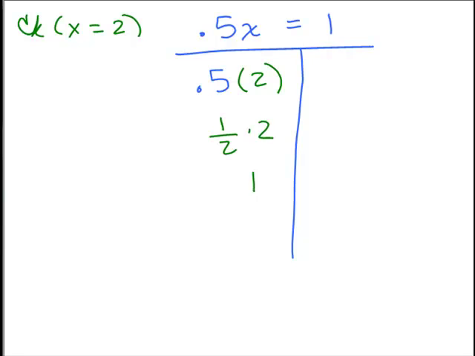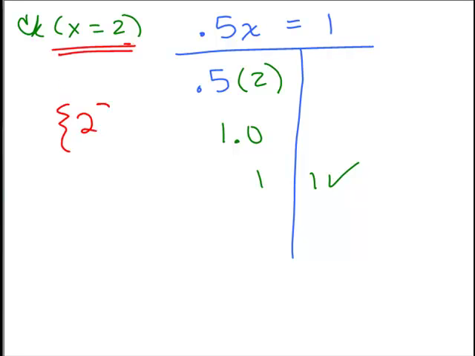To show your work, or you might just say, well, how do I multiply with decimals? You just do 5 times 2 is 10, and then you've got one number after the decimal point, so your answer has 1 after the decimal point. So in any case, it checks. That's the important point. And that means that this really is the solution. So we write 2 in braces to show that's the solution set.